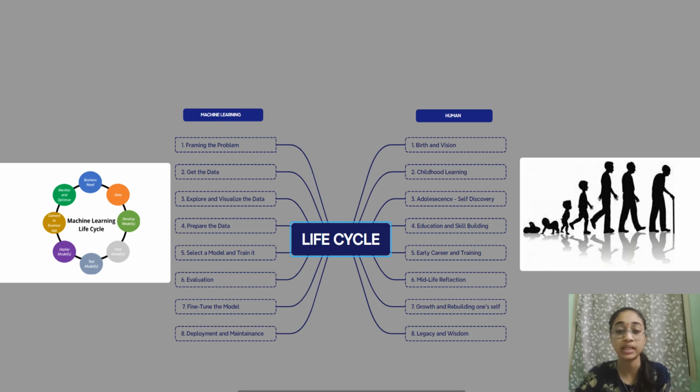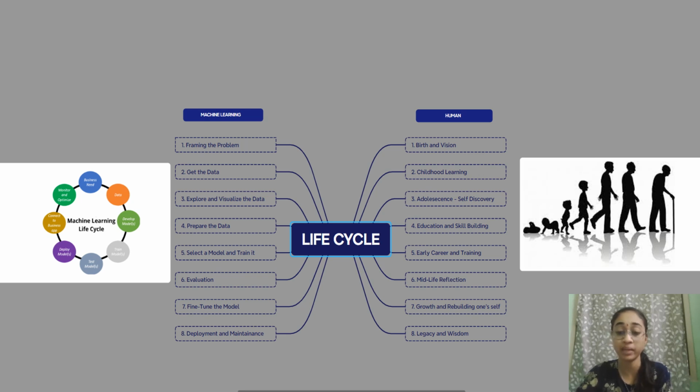The second step is getting the data, compared to childhood learning in the human phase. See, if you wanted to learn the topic of, let's say, probability and statistics, first of all, you have to gather the topic of what are numbers, the different types of number systems, and the basic stuff of logic, etc. The same way, getting the data is nothing but collecting the data related to the particular domain which we are dealing with. The third phase is exploring and visualizing the data, compared with adolescent self-discovery.